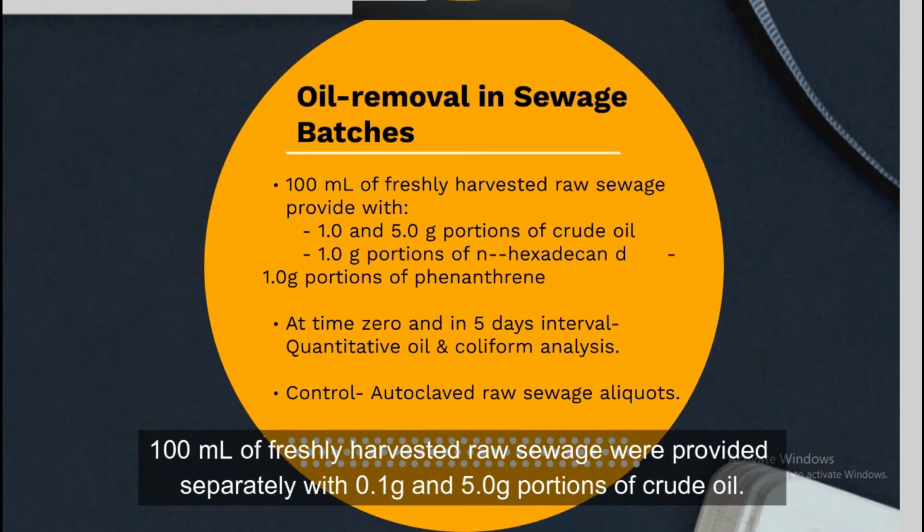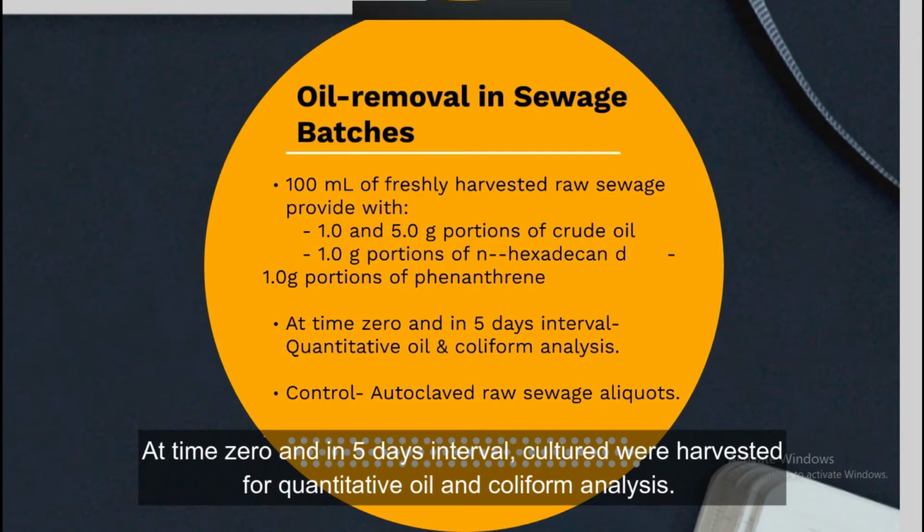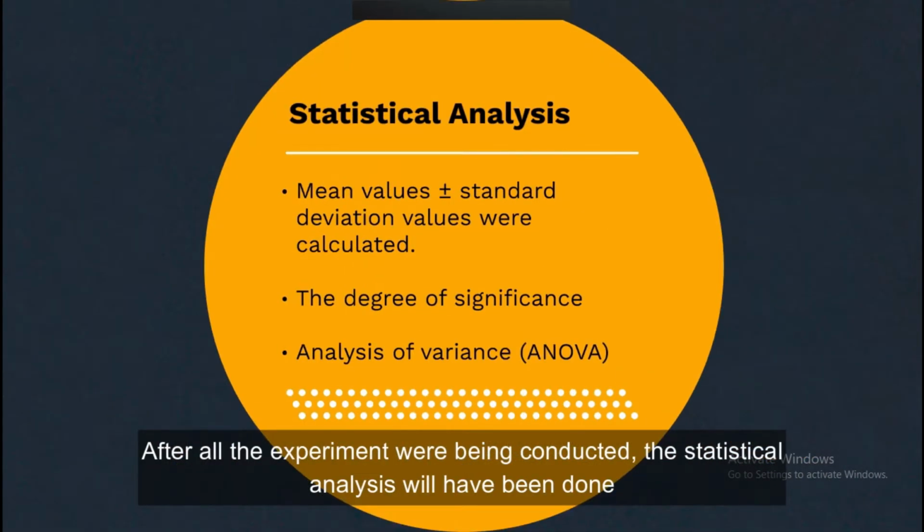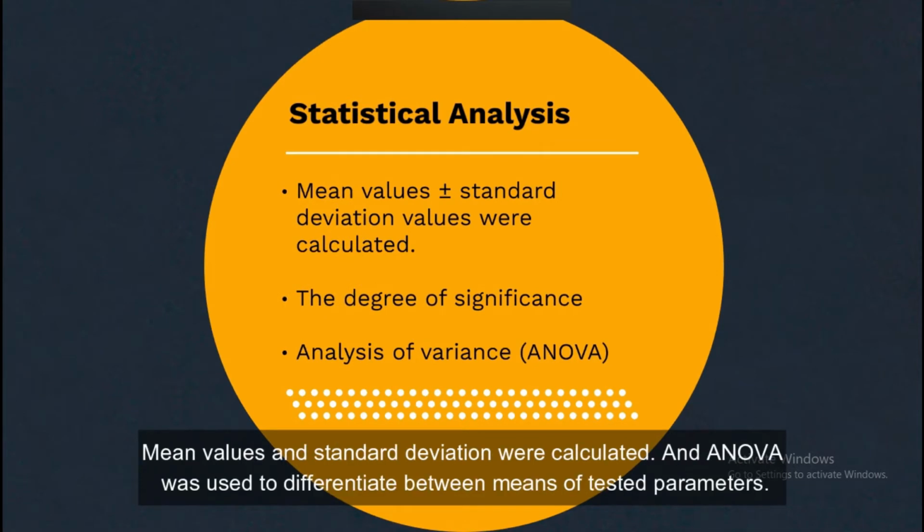100 ml of freshly harvested raw sewage were provided separately with 1.0 and 5.0 gram portions of crude oil. At time 0 and at 5-day intervals, cultures were harvested for quantitative oil and coliform analysis. After all the experiments have been conducted, the statistical analysis will be done and the mean value with the standard deviation values were calculated. ANOVA was used to differentiate between the means of tested parameters.